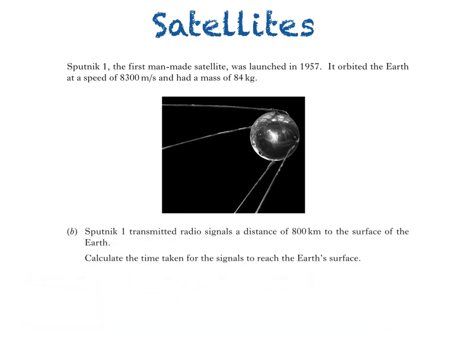This is part B of the question. Sputnik 1 transmitted radio signals a distance of 800 kilometres to the surface of the Earth. Calculate the time taken for the signals to reach the Earth's surface. So we're told the distance, and by the way, remember to convert this to metres, and asked to calculate the time. The only thing we don't know is the speed of the radio waves.